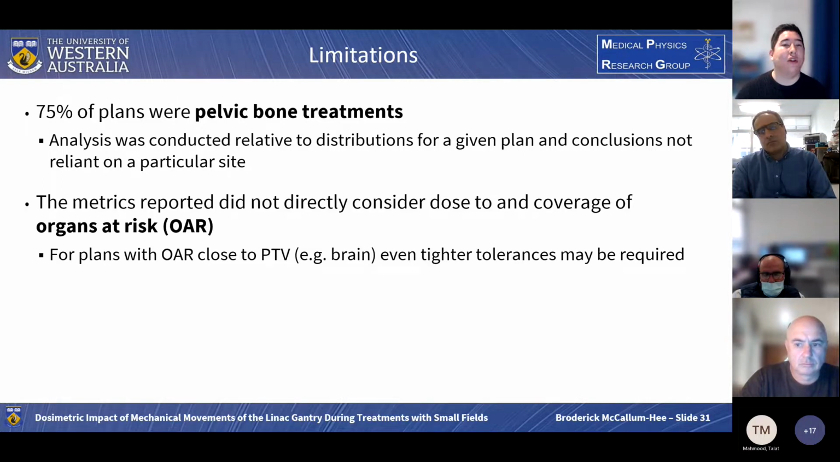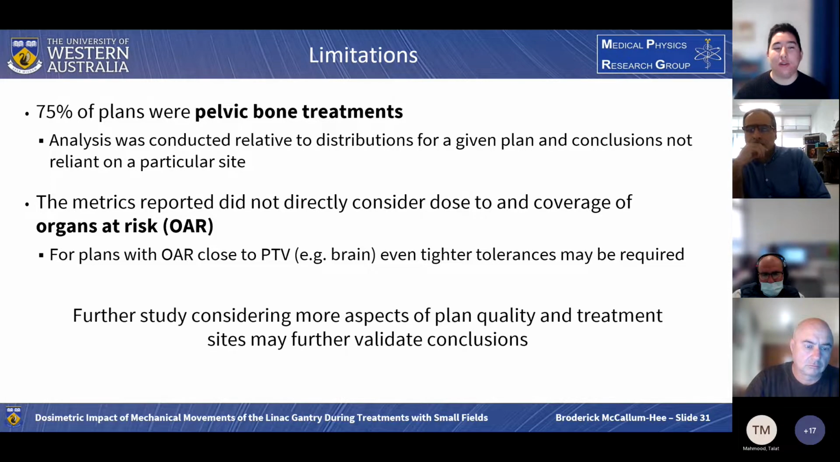Finally, the metrics reported did not consider the dose to and coverage of organs at risk. It should be noted that because these stereotactic plans were using quite high doses, it was observed that the doses which were spilled and the doses in general being delivered to healthy tissue were close to some of the limits for organs at risk. Therefore, for organs at risk close to the PTV, again, brain as an example, even tighter tolerances may be required. And so future work could consider more aspects of plan quality and treatment sites to further validate these conclusions.